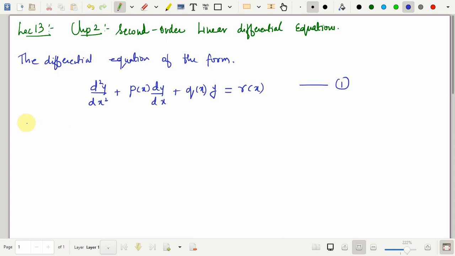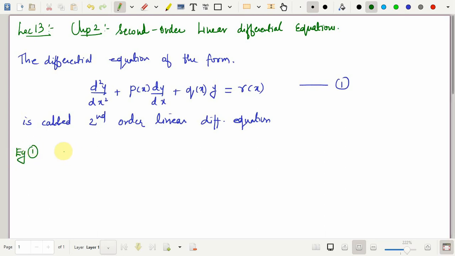So, the equation of this form is called a second order linear differential equation. It is second order, as is clear from the given differential equation, and it is linear because of the form. Now, this definition can even be extended to form an nth order linear differential equation. So, let us see some examples of linear and non-linear second order differential equations.